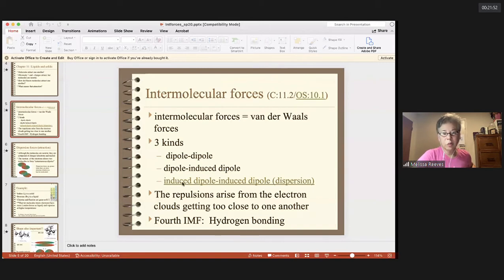And this induced dipole is the one that every single molecule and atom has with every single other molecule and atom, because you don't need to have a dipole to have it. And even if you have a dipole, you also have this going on. This is in everything. And the fourth one is hydrogen bonding.